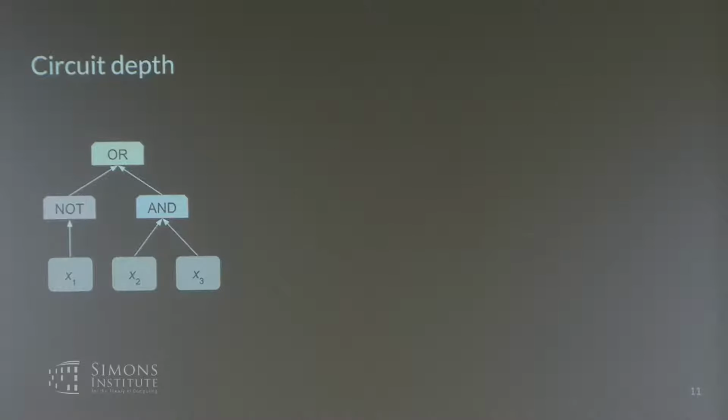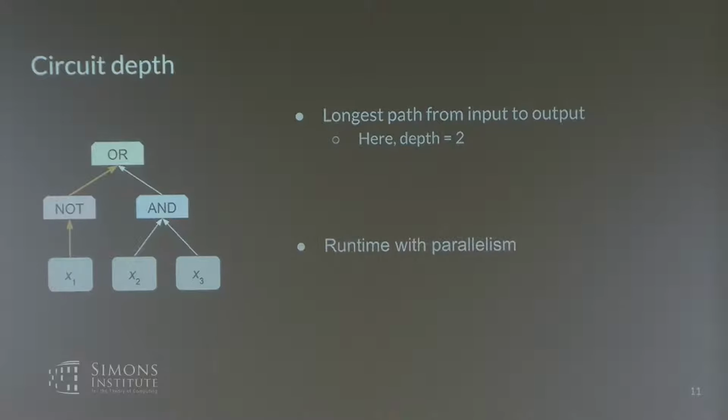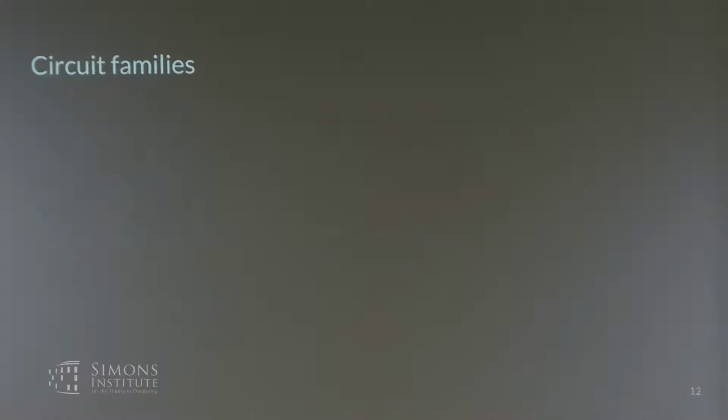Another natural notion of complexity is the depth, which is the length of the longest path from the input to the output. So here the depth is 2, just like you describe the depth of a neural network. This corresponds to the runtime with parallelism. If we had an unlimited number of parallel processors and wanted to execute this circuit, the best we could do is run everything at depth 1, then at depth 2, and so on.